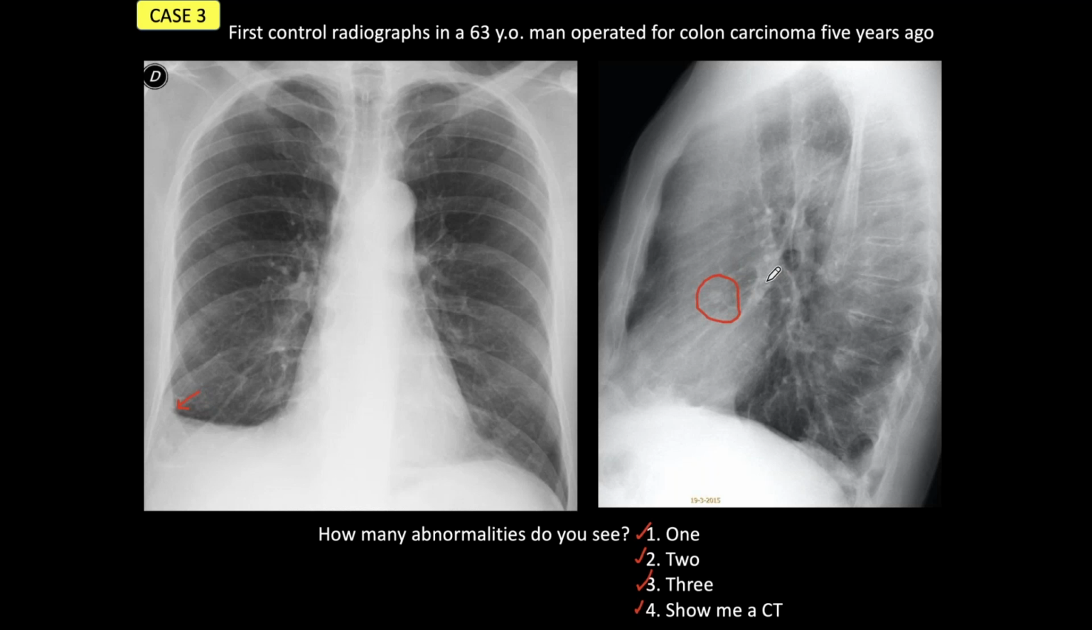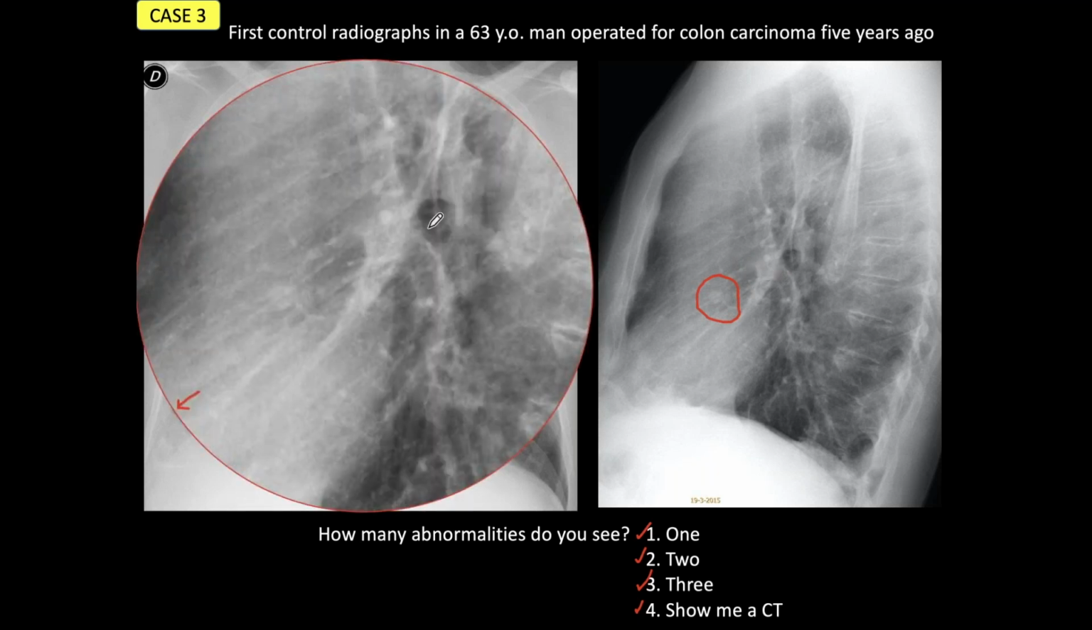I almost missed it. You can see it much better in the countdown view, a nodule which is too large to be a vessel. It's too far away from the hilum to be a blood vessel. So this is abnormal. So what do you do? I didn't call it a metastasis, but I ordered a CT, of course.